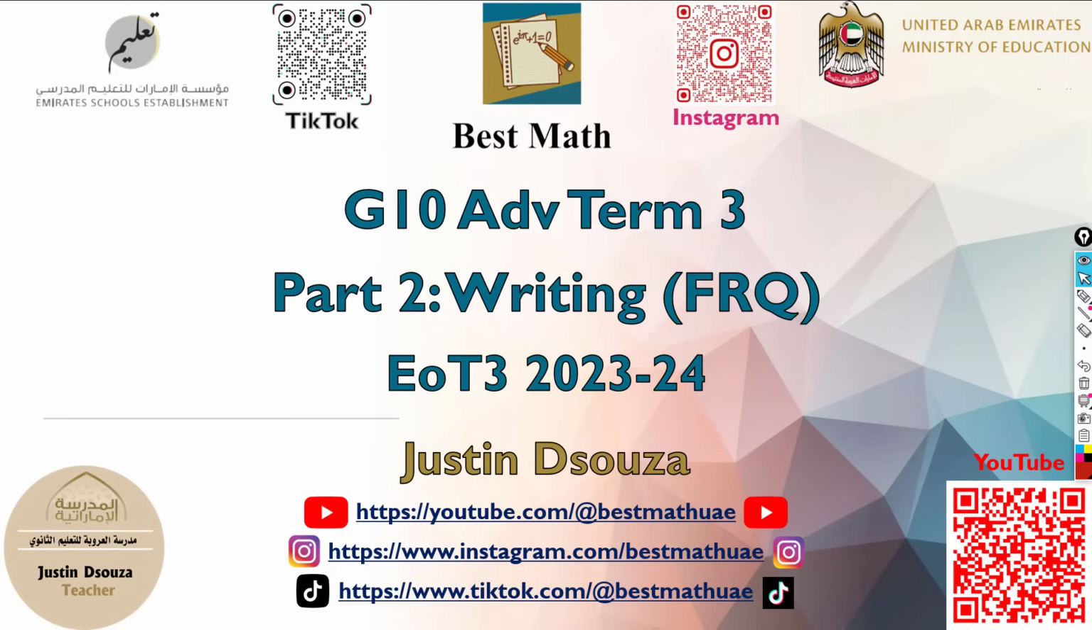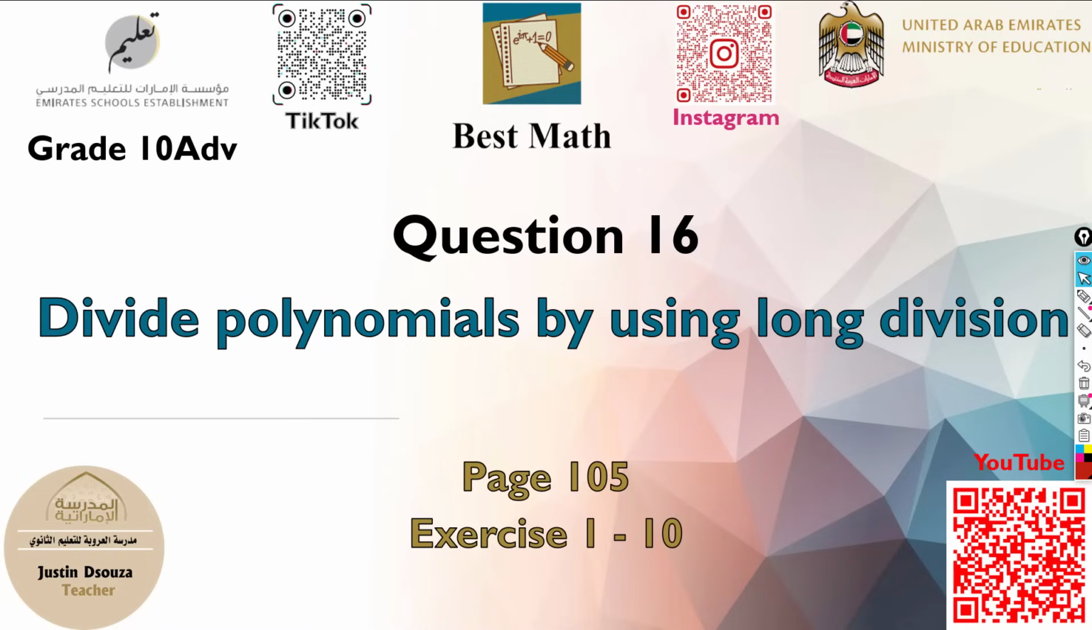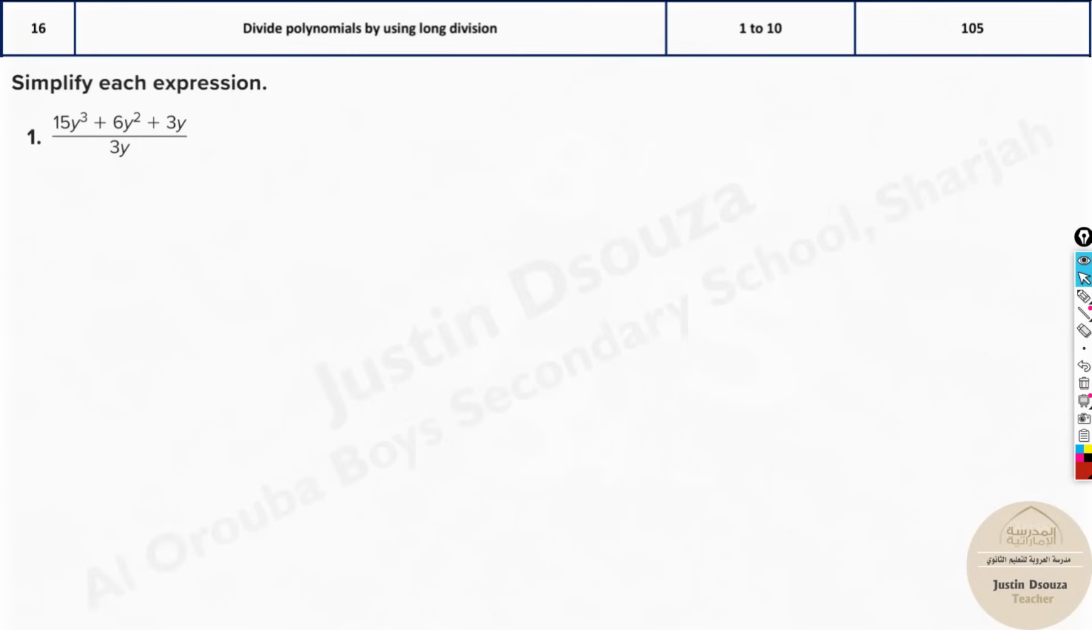We will start with the EOT written part, that is part 2 for the term 3 exam questions. This is for grade 10 advanced and we begin with question 16, that is to divide polynomials using long division. Now, your EOT questions are from 1 to 10. We will start one by one.